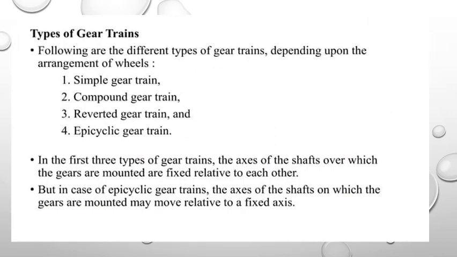Next, types of gear trains. There are four types: the simple gear train, compound gear train, reverted gear train, and epicyclic gear train. In the first three types of gear trains, the shafts are mounted fixed to each other, and in the last, the epicyclic, the axis of the shaft is mounted so that it can move relative to a fixed axis.